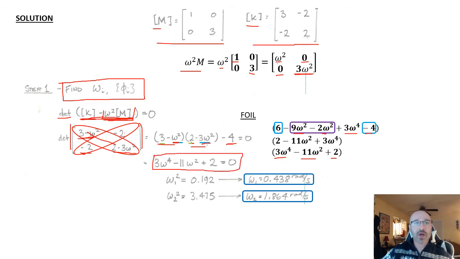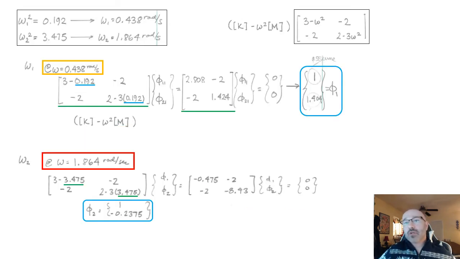You can try to use a quadratic. You can plug this into MATLAB. You could run this on your calculator. It's a simple quadratic equation, and there are even solvers you can use online. What we end up with when we solve for our omegas squared is omega 1 squared equal to 0.192, and omega 2 squared equal to 3.475. Now if I take the square root of each of those, I end up with omega 1 of 0.438 radians per second, and omega 2 of 1.864 radians per second.